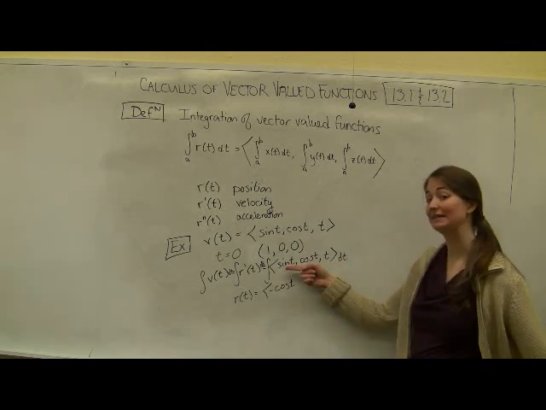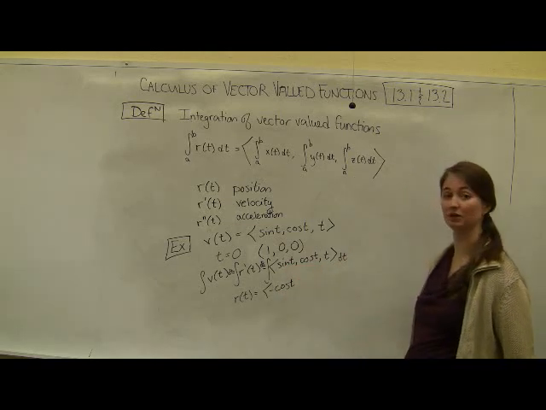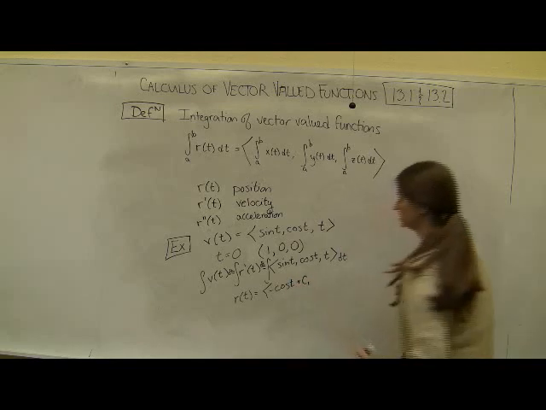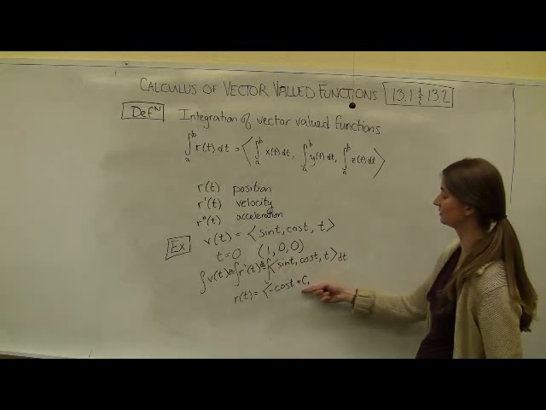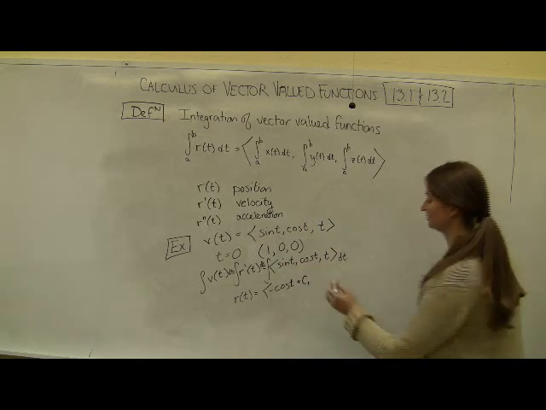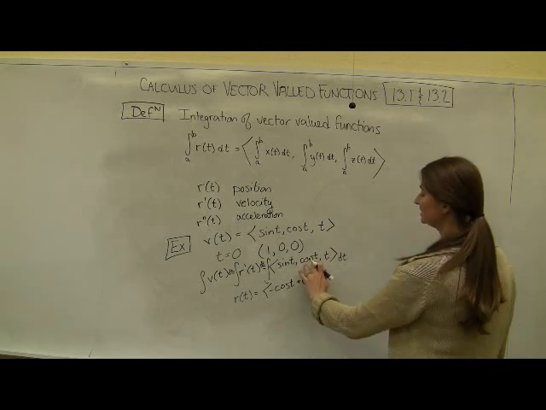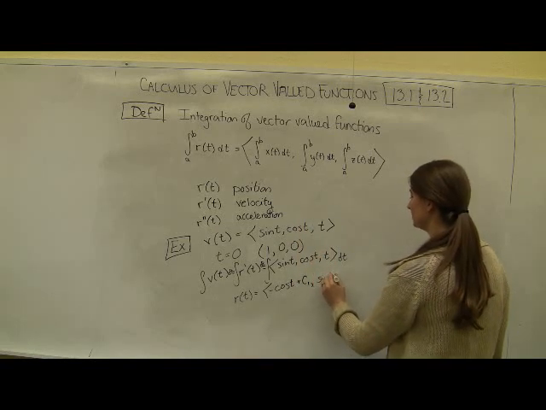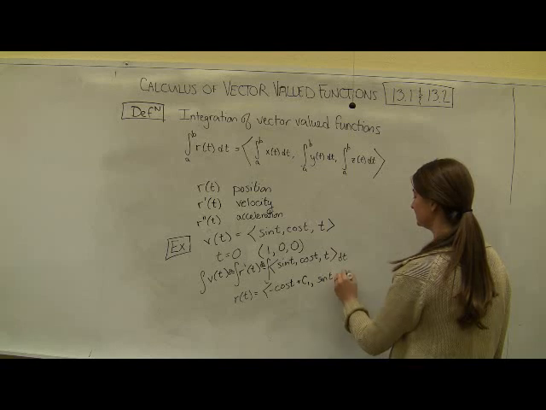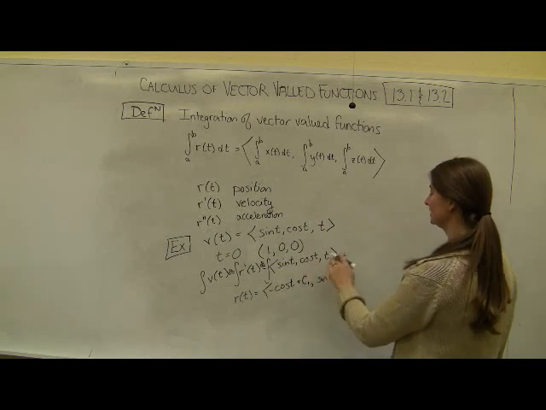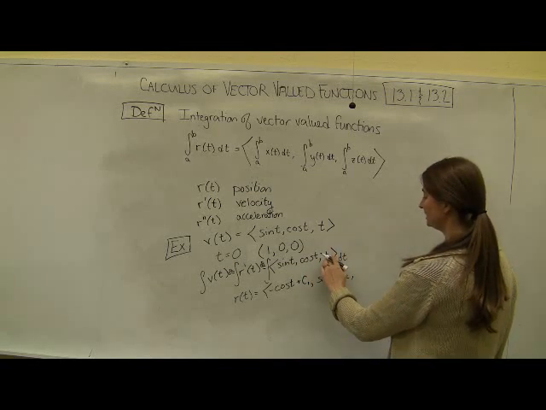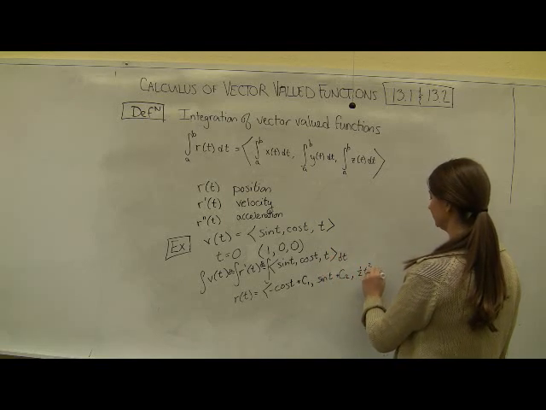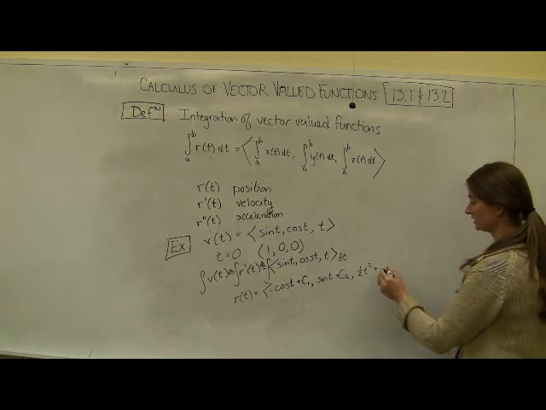But wait! Anytime we integrate, you always need to remember that there could be a constant. And this is an important thing to remember, particularly with vector valued functions, because we're going to have a different constant for each of the component functions. The integral of cosine is sine. So the second component function is sine of t plus another constant. And the integral of t is 1/2 t squared plus a constant.